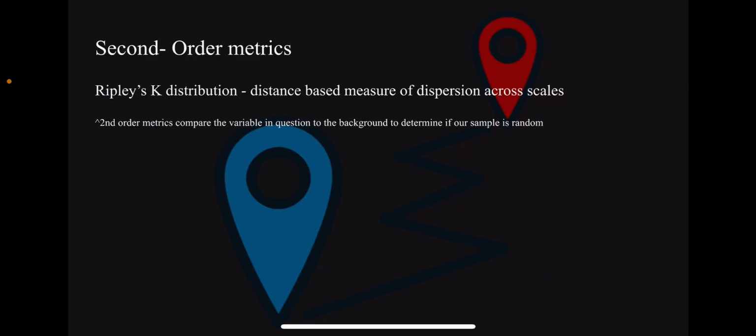Second-order metrics include Ripley's K-distribution, which is the distance-based measure of dispersion across scales. The second-order metrics compare the variable in question to the background to determine if our sample is random.